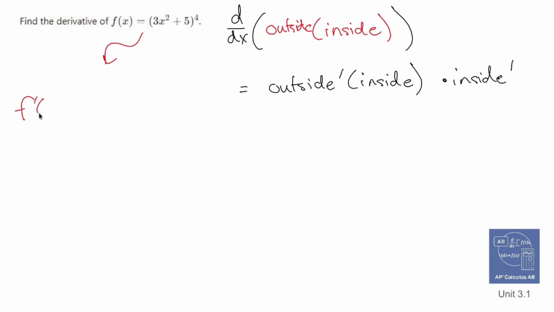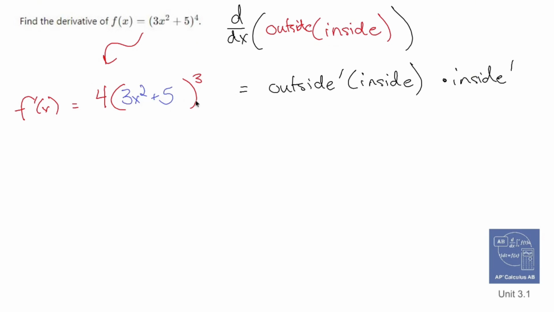Well, the outside stuff is to the fourth power. So me taking the derivative of the outside stuff is going to involve me bringing this 4 down because I'm using power rule and then subtracting 1 from 4, giving me 3. Okay. You are then going to keep the inside stuff. And the inside stuff was 3x squared plus 5.